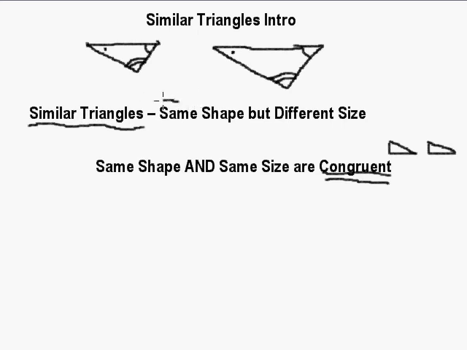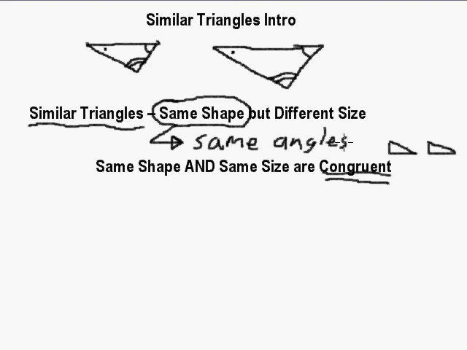But what is most important, again, is that we are looking for triangles that are the same shape. Now, what does it mean for two triangles to have the same shape? How do they have the same shape? They must have the same angles. That's what makes them the same shape. So, same angles. This is important here.